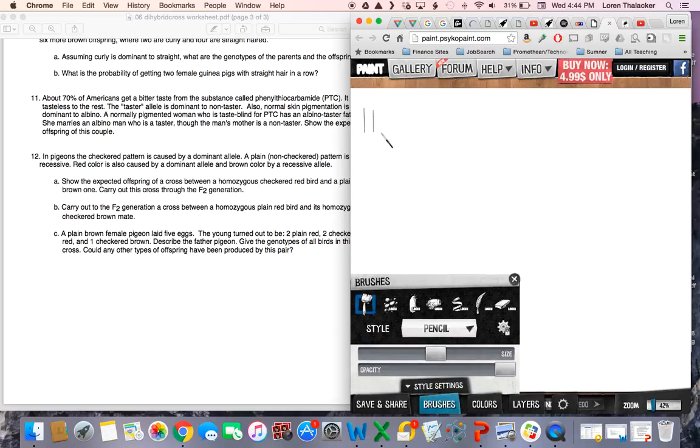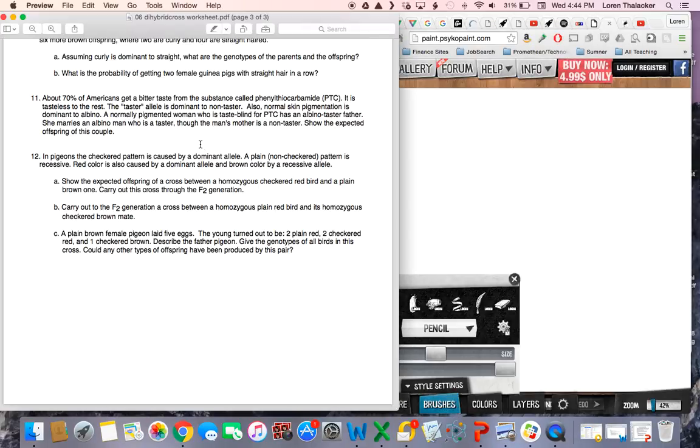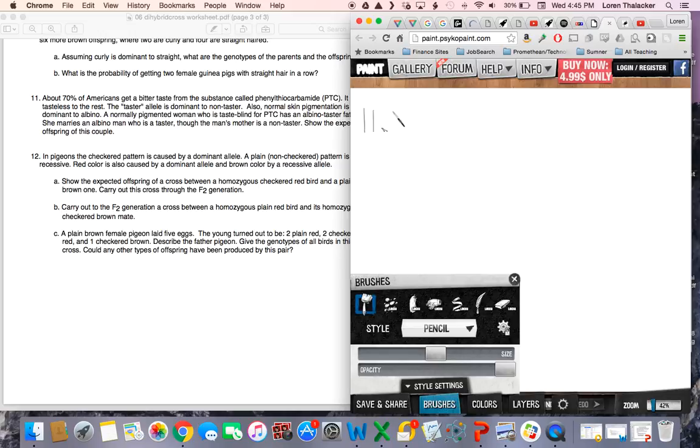So number 11 has a lot of information in it. It says about 70% of Americans get a bitter taste from the substance called phenylthiocarbamide, or PTC. It is tasteless to everybody else, so 30% of the population. We know that the taster allele is dominant to the non-taster, so we can make a big T dominant for taster. Dominant to non-taster.